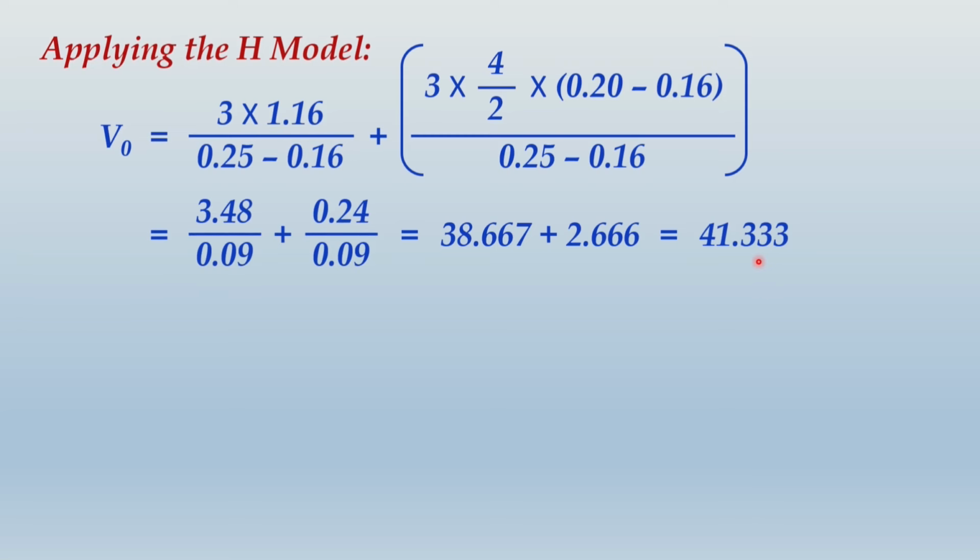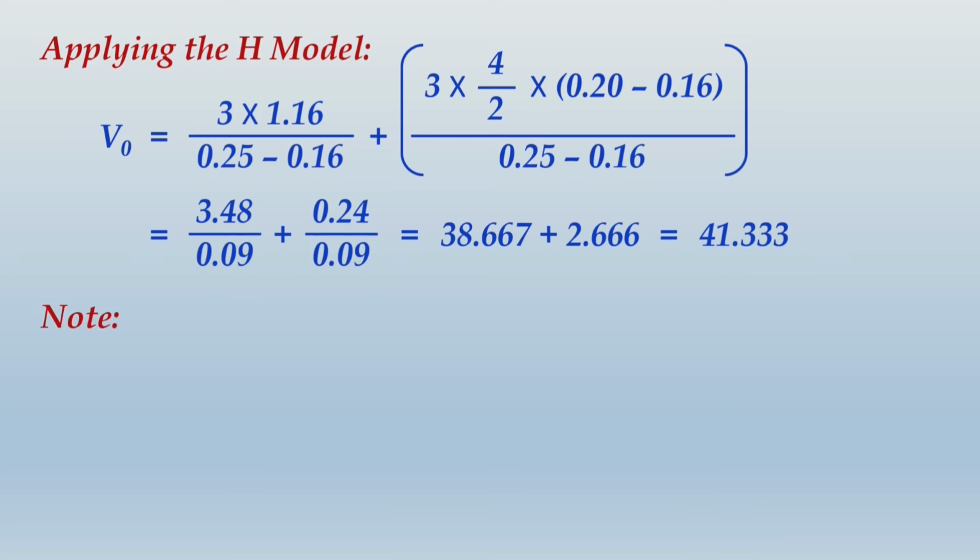41.856, correct? $41.856. But here it is 41.333. This is not the accurate calculation. H model is a model of approximation. But have you noticed one thing? Just by this much calculation, you are getting the result instantly. That is the beauty of H model.